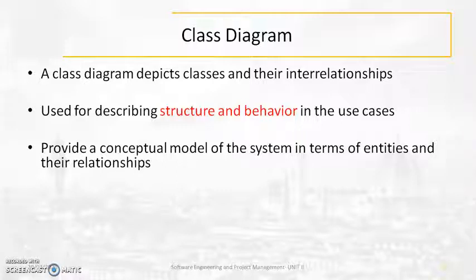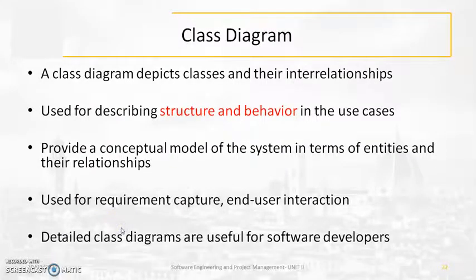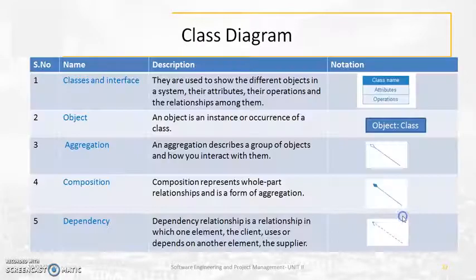It shows the fixed and constant view of any software system. It provides the conceptual model of systems in terms of entities and their relationships. It is used for requirements capture and end user interactions. A detailed class diagram is useful for a software developer to understand the classes, attributes and the operations performed by that class.